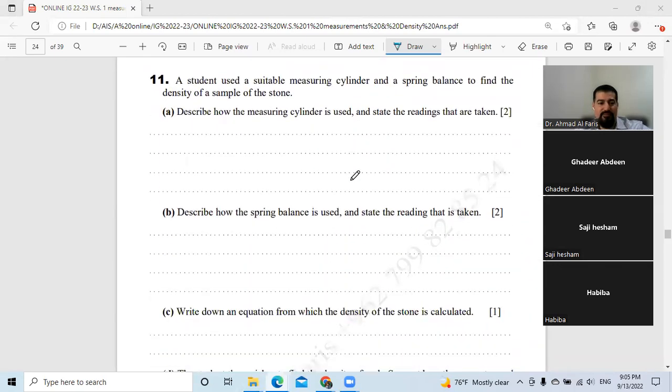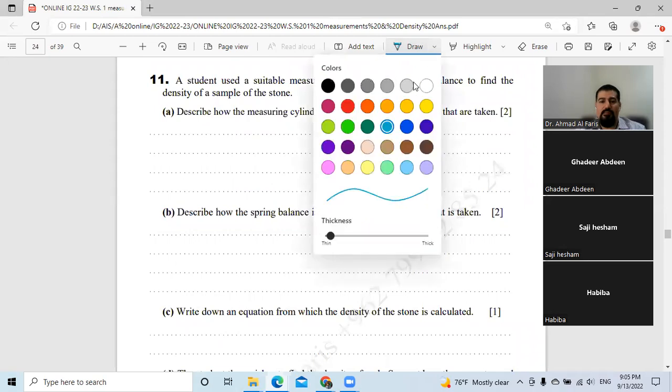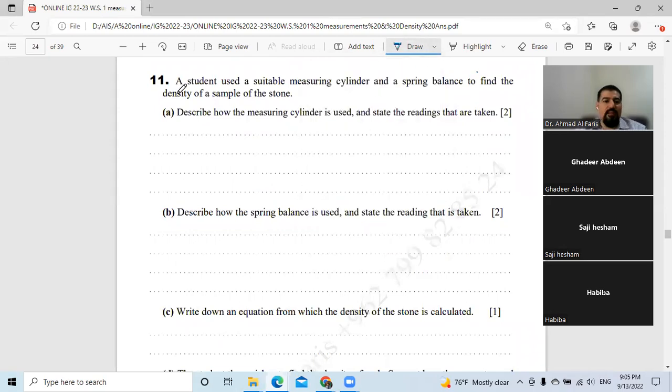Question number 11. What do we have here? A student used a suitable measuring cylinder and a spring balance to find the density of a sample of stone. The measuring cylinder we use to find the volume. The spring balance we use to find the weight. And they ask for the density, how we can find it out.